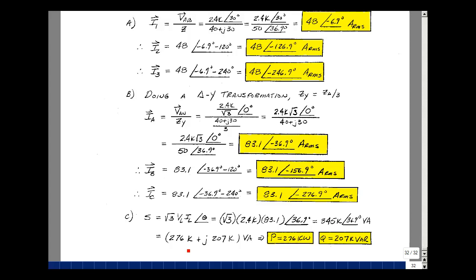Putting that into rectangular form by multiplying by the cosine plus j times the sine of 36.9, I get 276K plus j207K volt amperes. So our real power is 276 kilowatts and our imaginary power is 207 kilovars. This is an example of three-phase AC power.